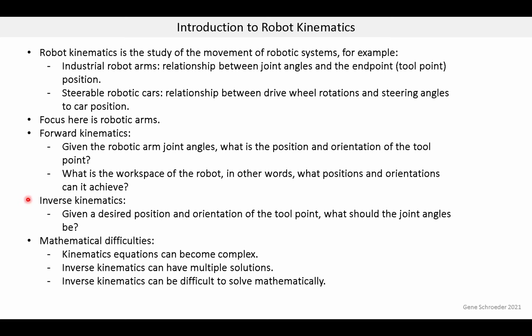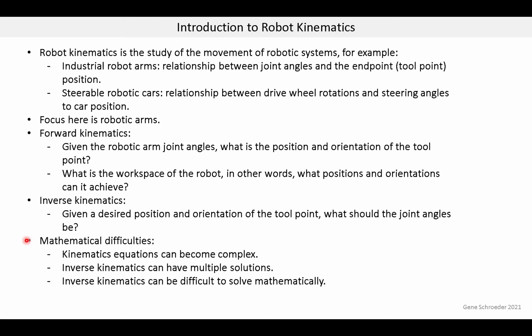Now, inverse kinematics is this. Given a desired position and orientation of the tool point, what should be the joint angles? And I mentioned orientation of the tool point here, but as you'll see for our planar robot, we can't control the orientation of the tool point. It's always pointing downward. And that makes it a little bit simpler. So those are the problems we need to solve to control a robot.